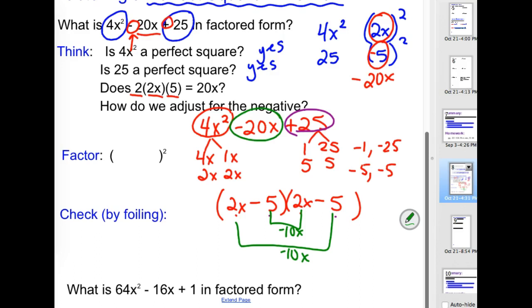And so we call these perfect square trinomials because both of these factors, this one and this one, are identical. So we can write this in a shortened way by simply saying that is 2x minus 5 quantity squared. Okay? So let's look for a few more of those examples.